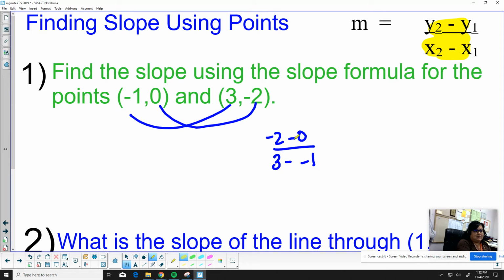And this minus sign comes from the formula. I didn't just pull that out of nowhere. I'm subtracting. See, the formula's got minuses in it. So then I can put those in my calculator, and that's negative 2 over 4, which is negative 1/2.